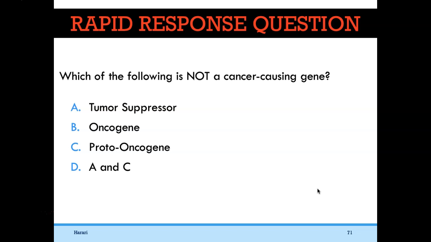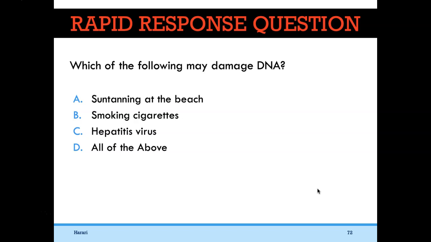Which of the following is not a cancer-causing gene? So the answer is D, right? A and C are not cancer-causing. Only an oncogene is cancer-causing. Which of the following may damage DNA? You could pause here. The answer is D. All of the above may damage DNA.